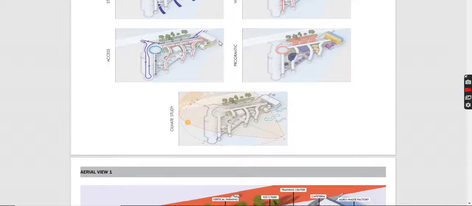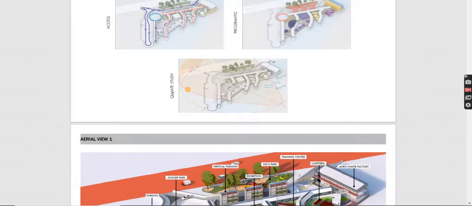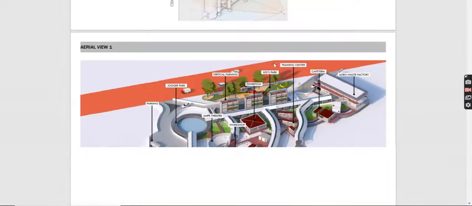Here is the library. And there are the services. There's a canteen. All this is carried out from the backside. Programmatically, there is an amphitheater. There is the workshop exhibition. There is my training center for migrant farmers who come, to train them so that they get a job in the factory. Here is my vertical farming. It's entirely public. Here is my climate study, some part and the wind direction.